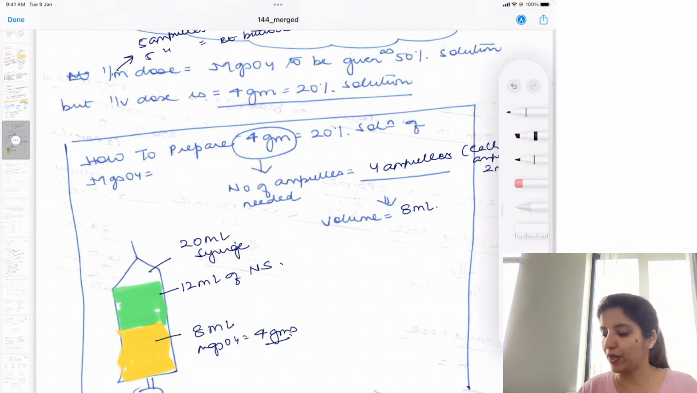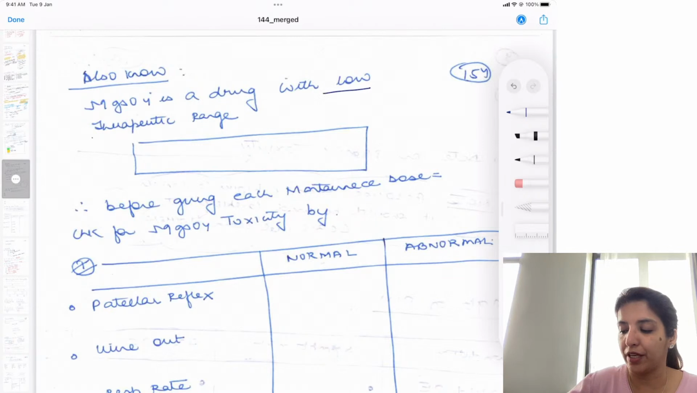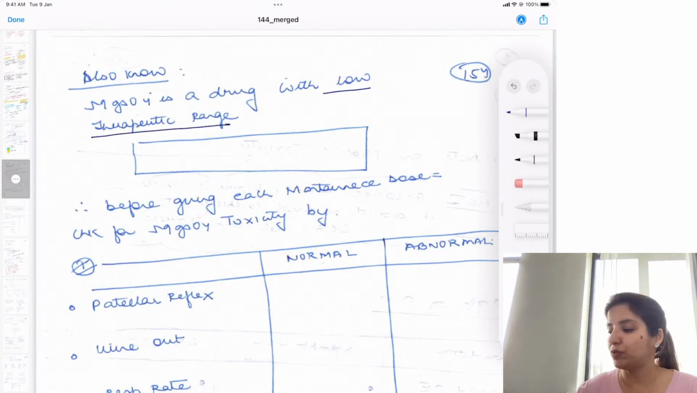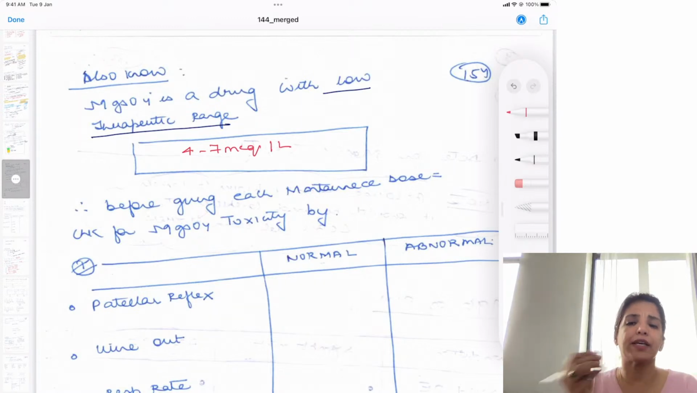Right? Now, the other very important point about magnesium sulfate is, magnesium sulfate is a drug which has got very low therapeutic range. It is a drug with very low therapeutic range, and the therapeutic range of magnesium sulfate is 4 to 7 milliequivalents per liter. अब इसका क्या मतलब हुआ?